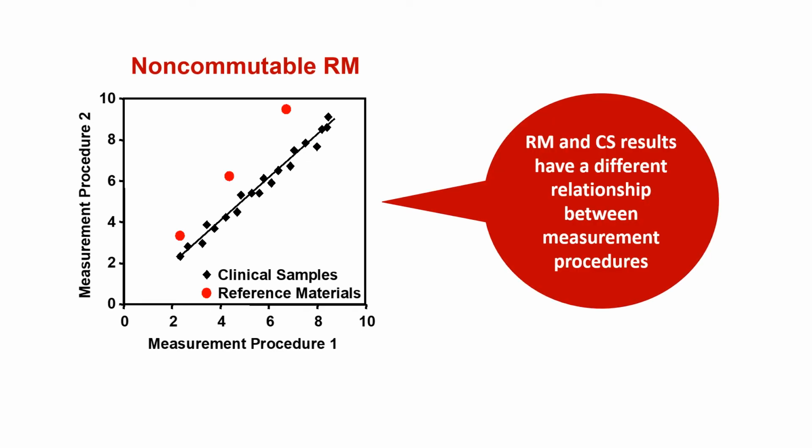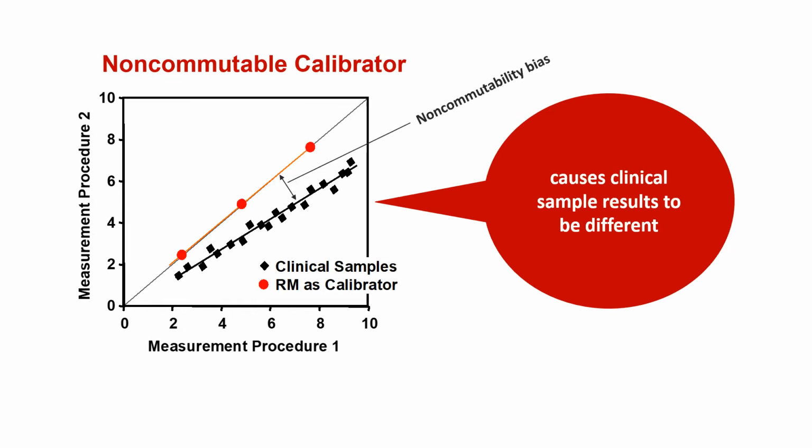A non-commutable reference material has a different relationship between two measurement procedures than observed for a panel of clinical samples. When a non-commutable reference material is used as a calibrator, the calibration attempts to achieve equivalent results between the two measurement procedures, but in fact, because of the non-commutability bias, the patient results will be different between the two procedures, and this non-commutability bias causes the clinical samples not to agree among a group of measurement procedures.